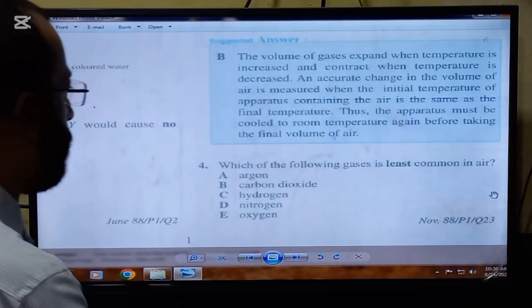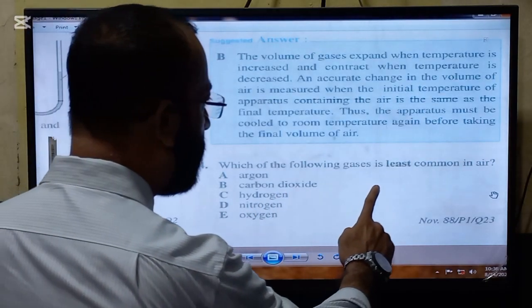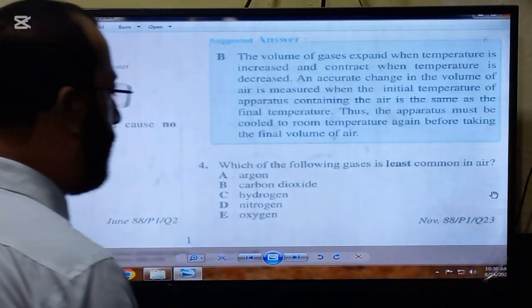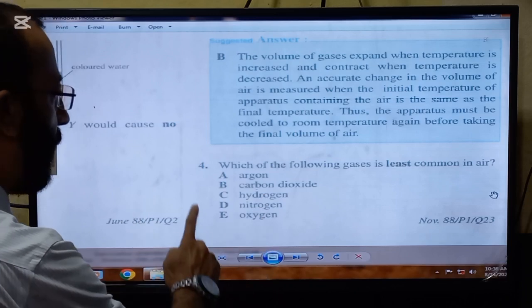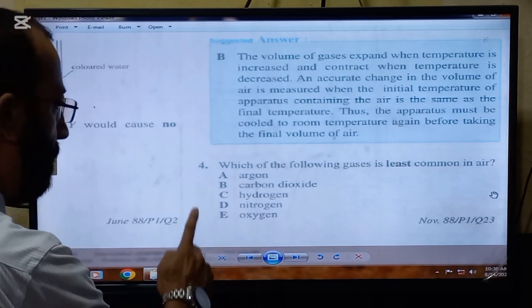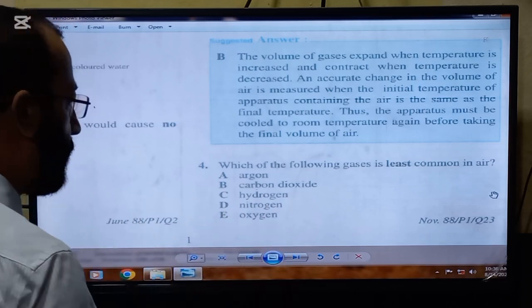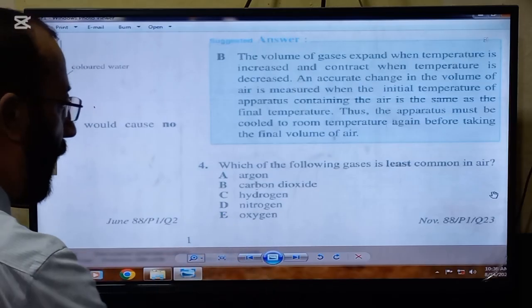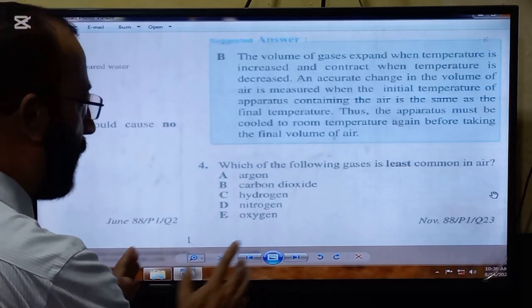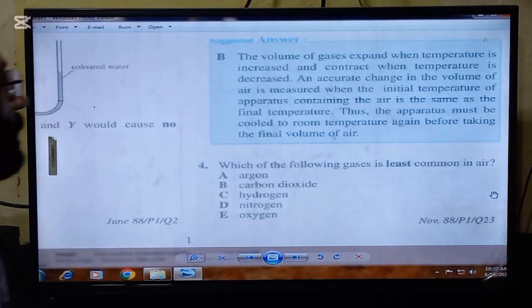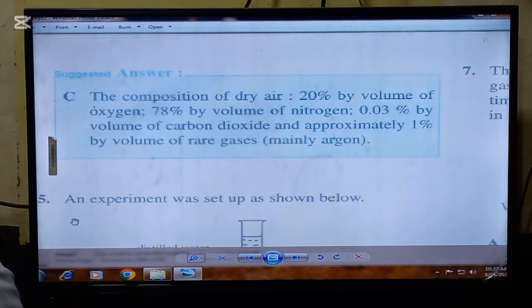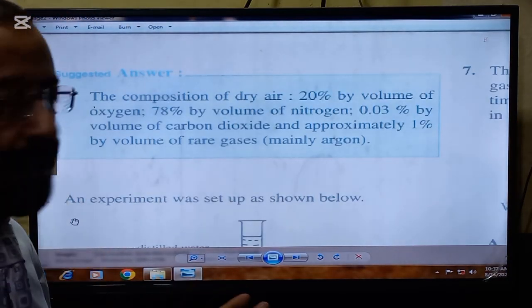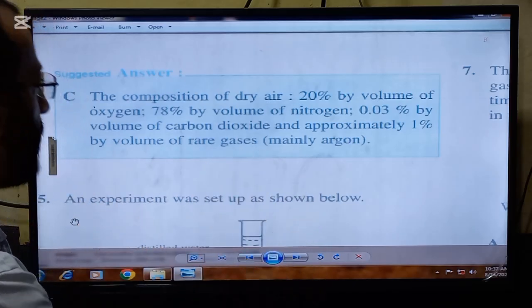Here is another question. Which of the following gases is least common in air? The options are: A, argon; B, carbon dioxide; C, hydrogen; D, nitrogen; and E, oxygen. And the answer is C, that is hydrogen. And here is the explanation.